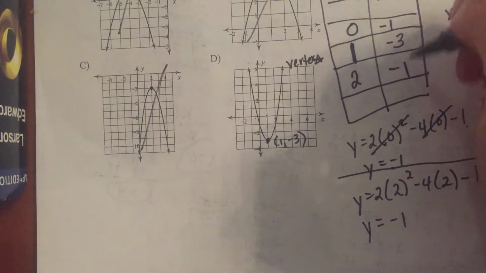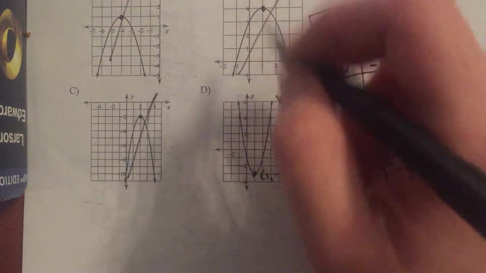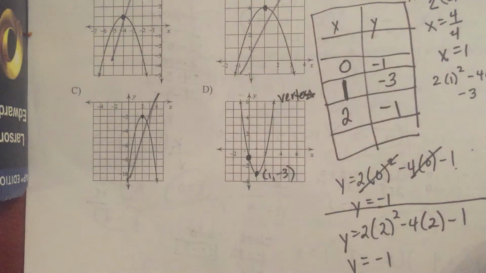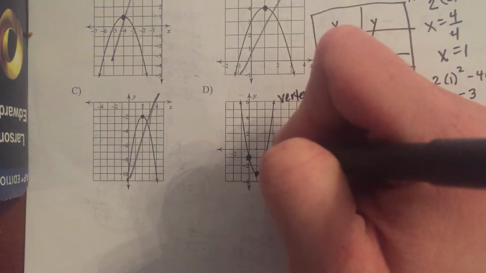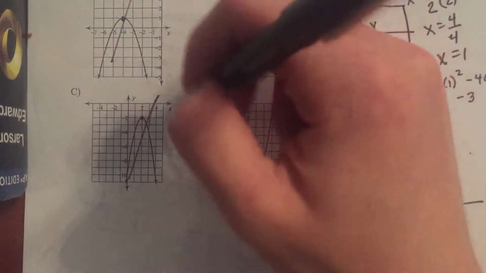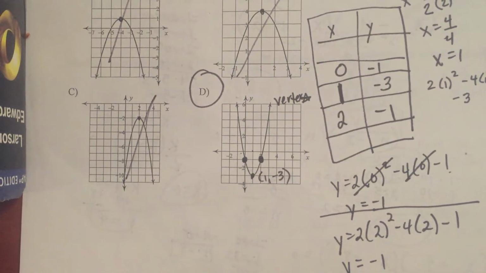And I can see here how it's symmetric as it should be. So 0, -1 is here. 2, -1 is here, and I can see my points are matching up. My answer is definitely D.